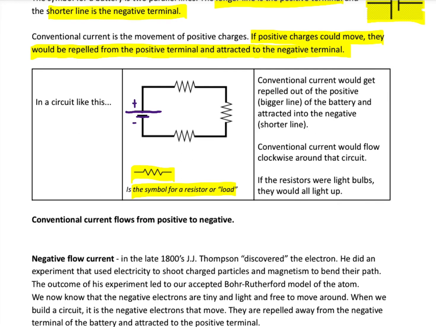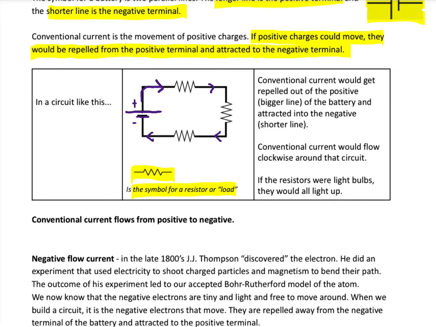If it were positives that moved, they would get repelled away from the positive terminal. So they'd leave the big side of the battery and they'd kind of loop around the circuit going this way. Through the first resistor, onto the second resistor, through it, around the corner, through the third resistor, and get drawn back into the negative terminal of the battery.